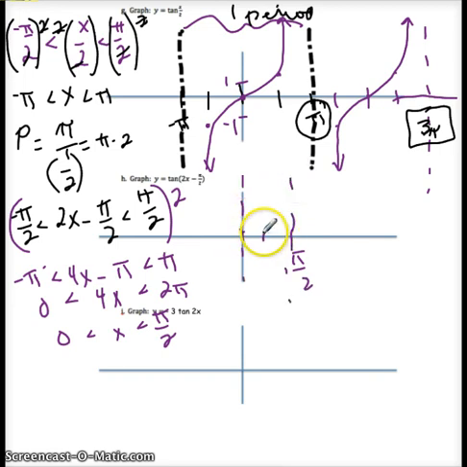Divide that into 4 equal parts. Halfway is pi over 4. A is negative 1 and positive 1. So we have negative 1, 0, and positive 1. Please finish this last example and bring it to class tomorrow.